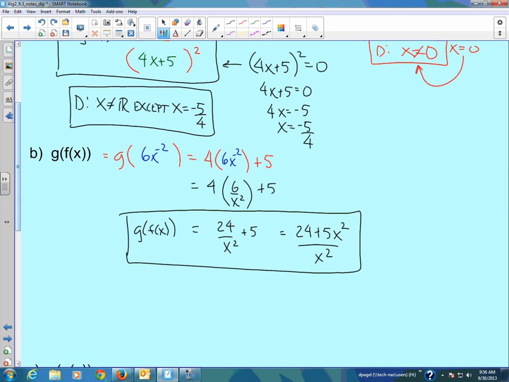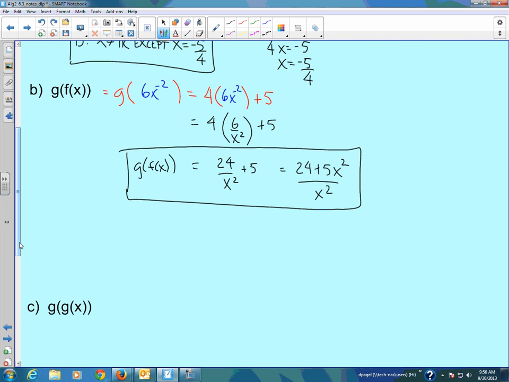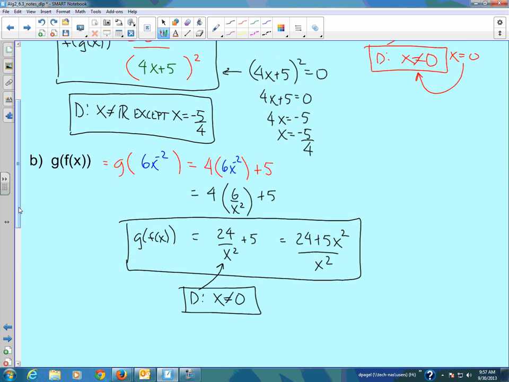Now, in terms of its domain, we have a situation again where the denominator is going to dictate, and it would say that the domain would be all real numbers except x equal to 0 again for that composite.